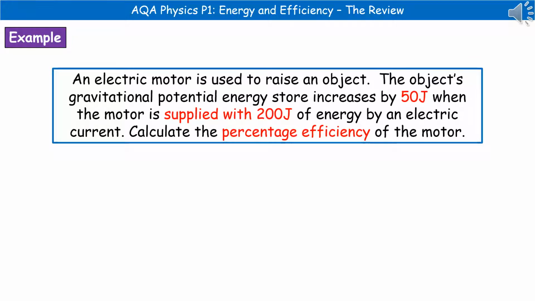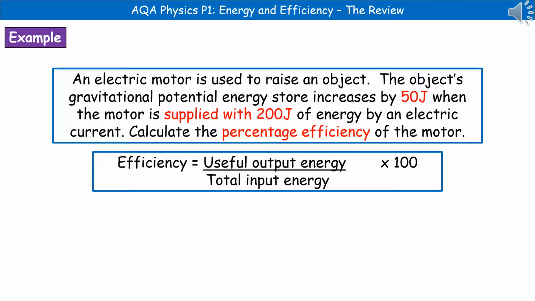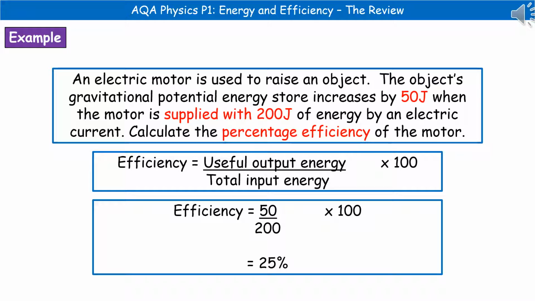First thing we need to do is, as we read the question, highlight, circle or underline all of that important information that we need. Second thing to do is to write down the actual equation we're going to use. So efficiency is useful output energy divided by the total input energy times 100. And then we can substitute in the values from our question. The useful output energy, so the energy that's going into the gravitational potential store, is 50, and it's been supplied with 200. So 50 divided by 200 times by 100 gives us 25% as the answer.